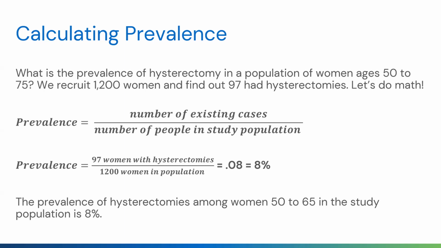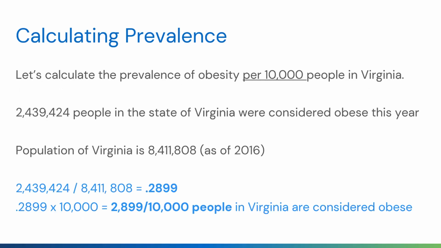Prevalence is the number of existing cases out of the number of people in a study population. So the prevalence can be, in this case, 97 out of 1,200, which is 0.08. To get the percent, you have to multiply by 100. And you can go as many decimal points as you want. It's customary to go at least one, but the minimum of just the whole number is fine. The prevalence of hysterectomies among this population is 8%. At this point, this is a point prevalence.